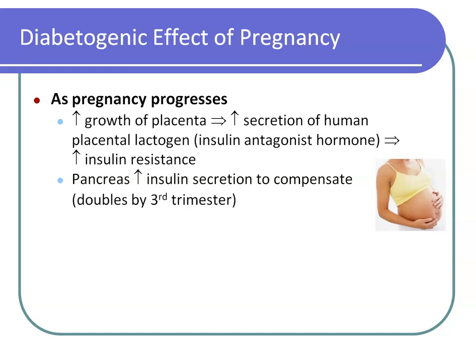Then as pregnancy progresses and the placenta grows, there is an increased secretion of human placental lactogen, or HPL, and this is an insulin antagonist hormone, so that insulin resistance that started earlier in pregnancy increases. And actually, by the 3rd trimester, the amount of insulin that the woman's pancreas is secreting doubles because of this insulin antagonist hormone. She needs to produce more. Now, this is in a normal pregnancy.